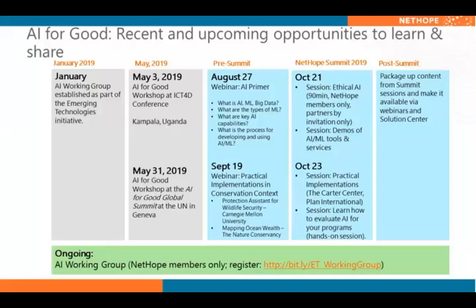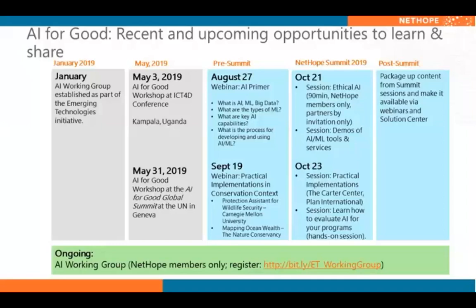On October 21st, as part of the AI working group, we'll have a working session focused on ethical AI. So we're not going to go deep into ethical considerations today. We have a whole session, about 90 minutes, planned with the intent to inform what might be a practical guide for ethical AI for practitioners. So more on that soon. And then following that session, we have time dedicated to learning about AI and machine learning tools and services that are ready to be used in nonprofit work.